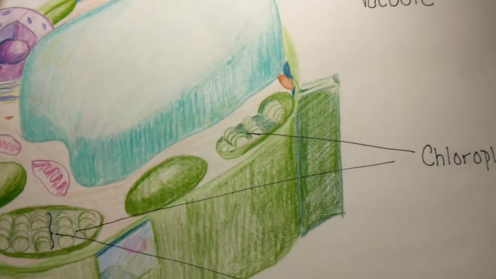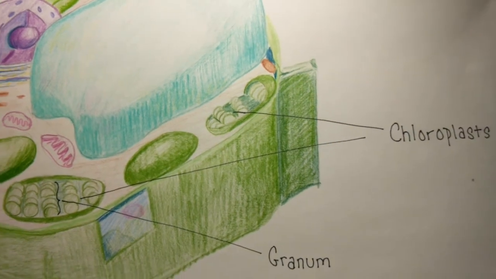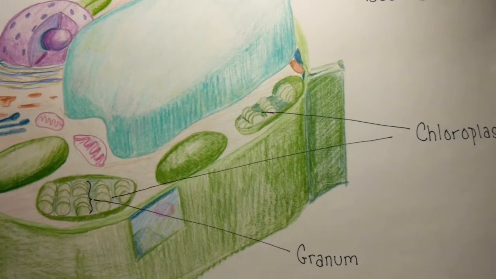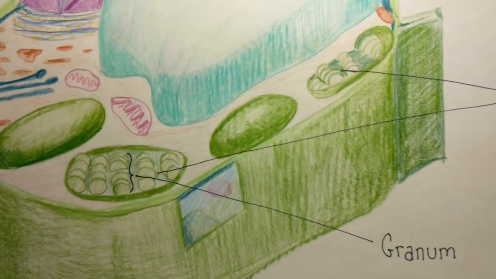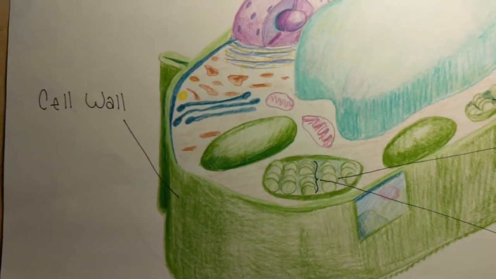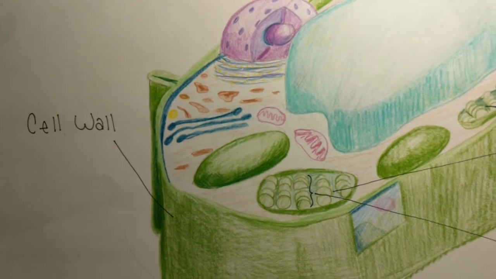Chloroplasts are organelles that carry out photosynthesis in plants and produce sugars. Within the chloroplasts are the grana, stacks of thylakoids which contain chlorophyll. The cell wall is another layer outside the plasma membrane on the outer surface of the cell. It shapes, supports, and protects the cell.